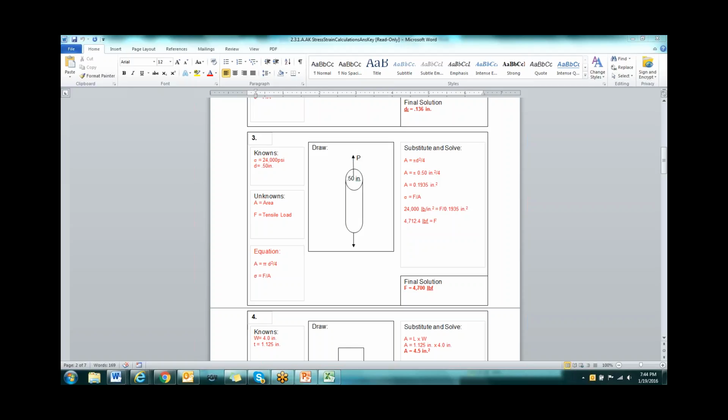But they substitute in the diameter we know, we find the area. Once we know the stress and we know the area, it's easy to find the force. Again, they request some rounding, so be ready for that.